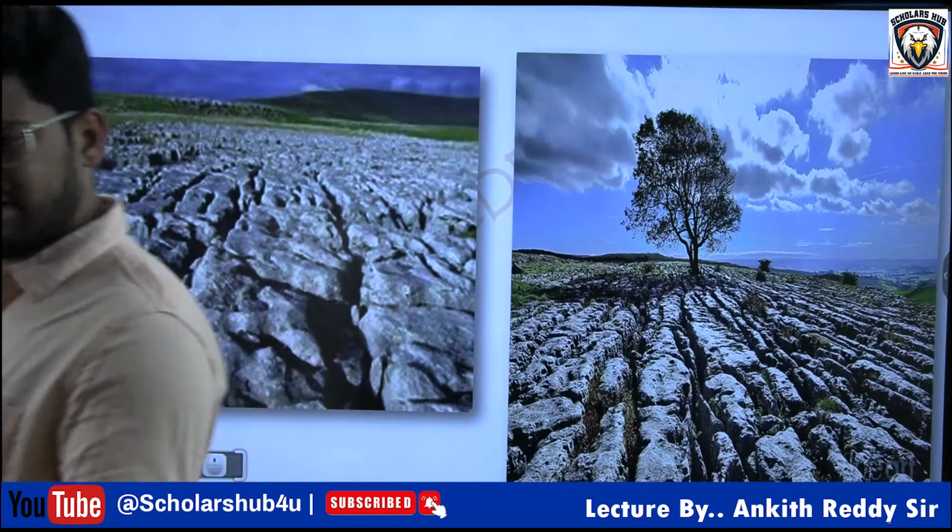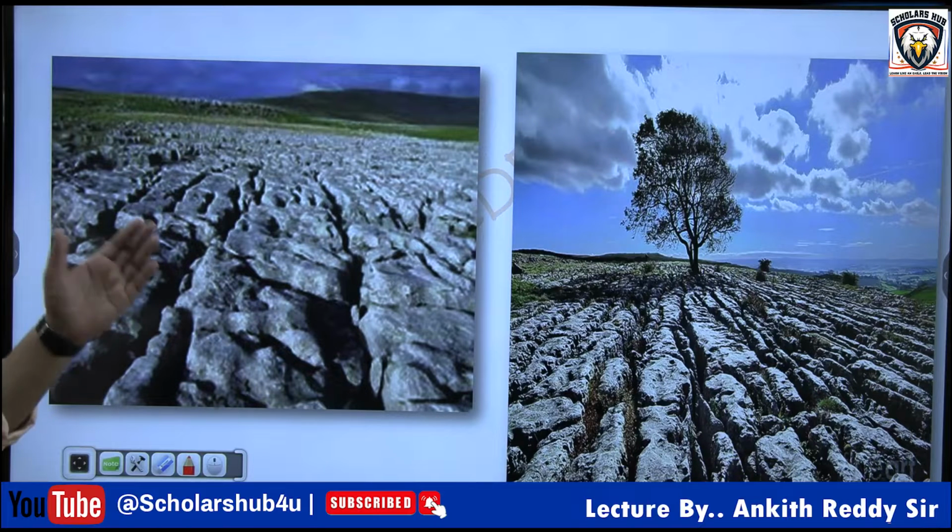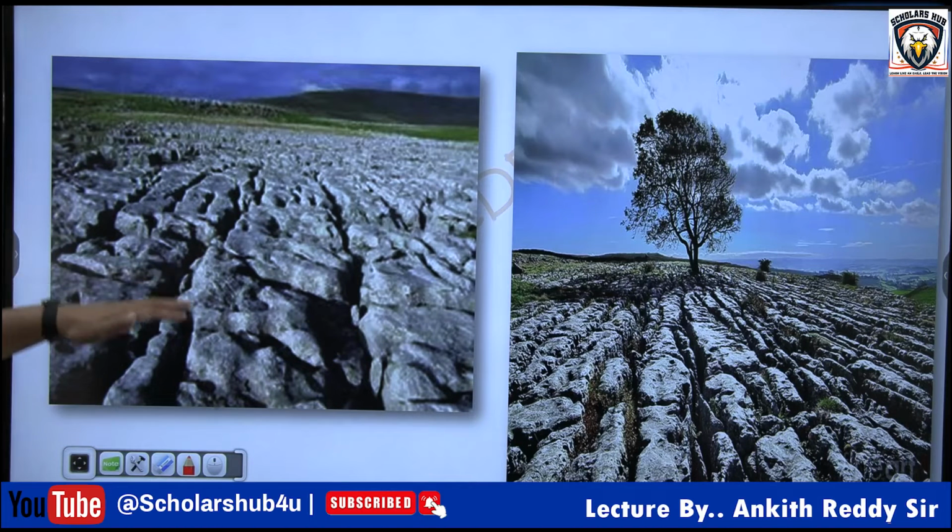Okay. So basically limestone pavement and lapis are almost the same, but here limestone pavements are natural, just like our footpath pavement, right? So these are limestone pavements. Both are almost the same, but lapis are irregular. Here they can be seen where the joints are widened.